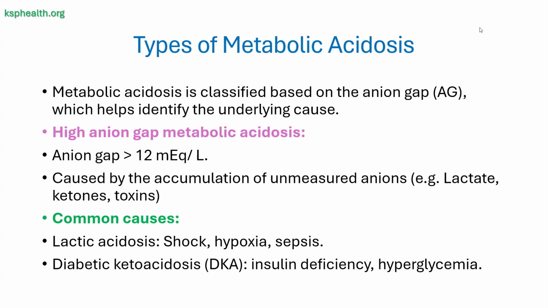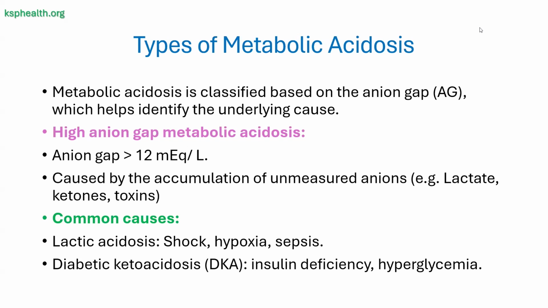Metabolic acidosis is divided into two big groups based on anion gap. That really helps us to put them in different categories to identify what could be the cause so that we can treat appropriately. One is called high anion gap metabolic acidosis, and another one is normal anion gap metabolic acidosis.